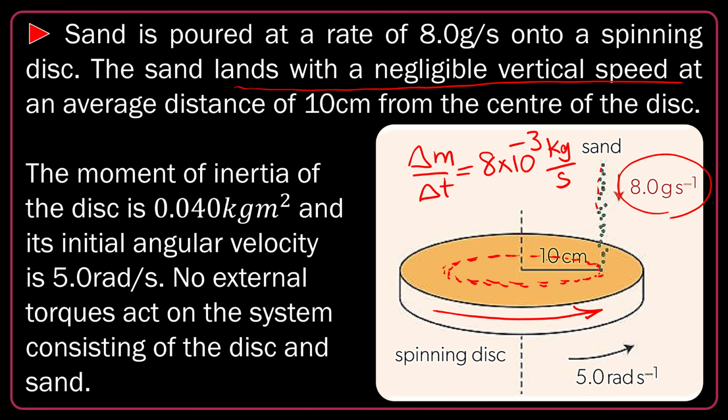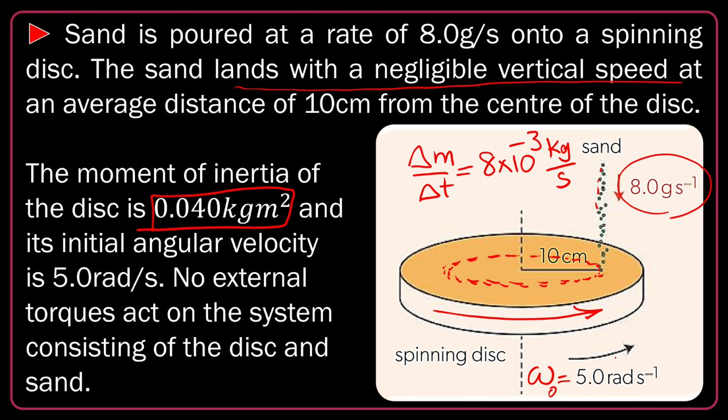The moment of inertia of the disk, this is for the disk, is given in SI, 0.04 kilogram meter squared, and its initial angular velocity is 5 radians per second. Okay, so at the beginning, its omega initial is 5 radians per second. No external torque acts on the system.